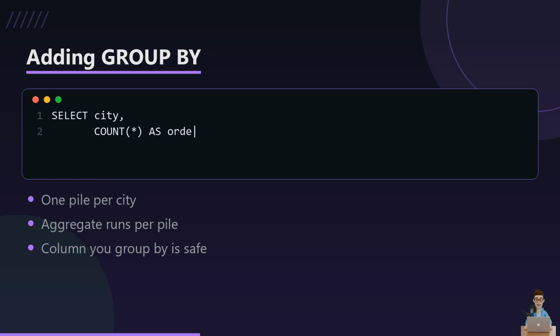Now here's the trick. Add GROUP BY city and SQL makes one pile per city, then runs COUNT separately on each. So instead of one row for everything, you get one row per city with its own count. Whatever you group by, you're allowed to also select because every row in that pile shares it.